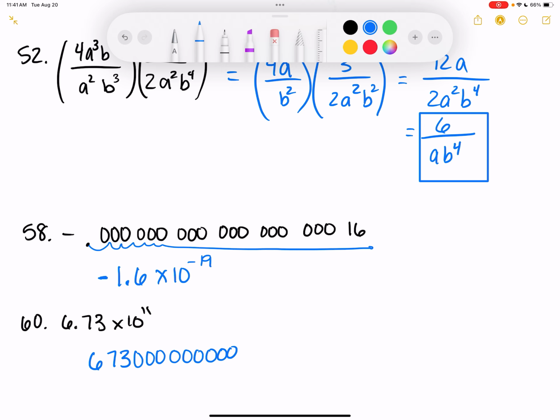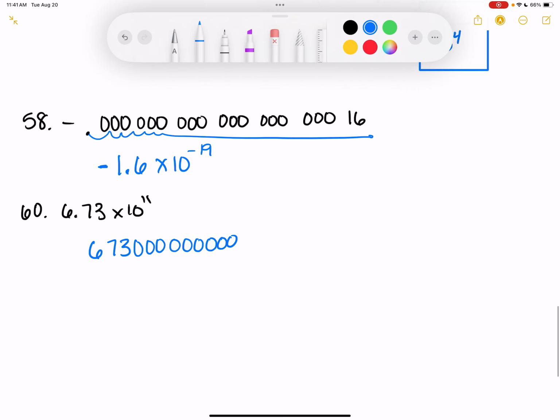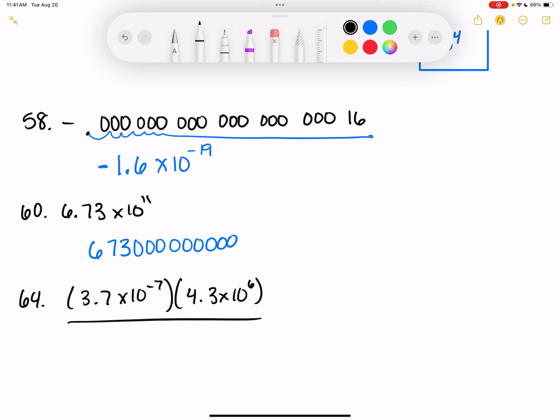All right, last one. Number 64: 3.7 times 10 to the negative 7 times 4.3 times 10 to the 6th divided by 2.5 times 10 to the 7th. So any ideas what I need to do? I would do the bottom first. I would write everything out, and then multiply.